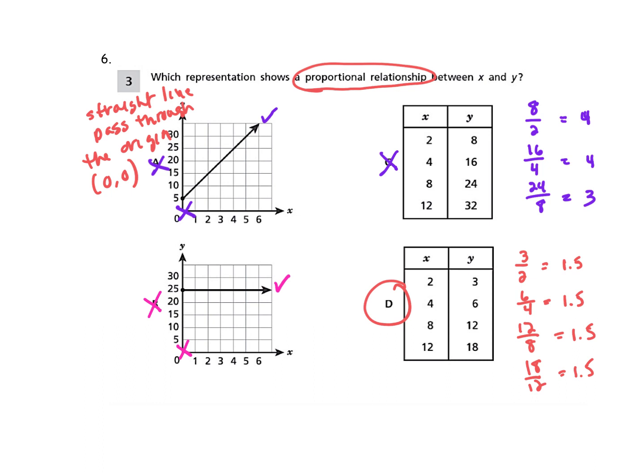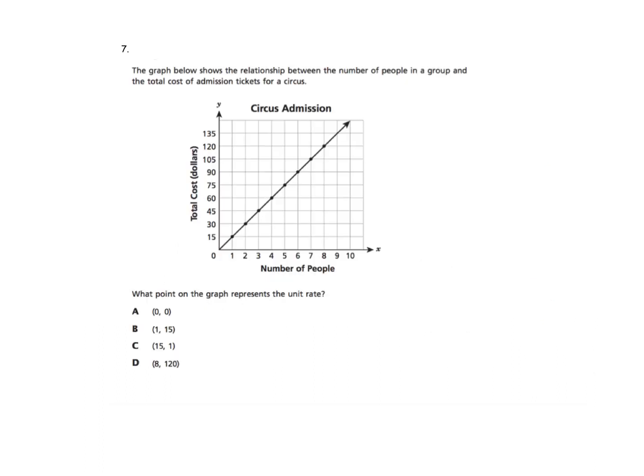Let's go on to question 7. Question 7 says that the graph below shows the relationship between the number of people in a group and the total cost of admission for tickets to the circus. So we can see that the y-axis is talking about the cost, so all of these numbers are dollars. And then the x-axis is talking about the number of people. So it says, what point on the graph represents the unit rate?